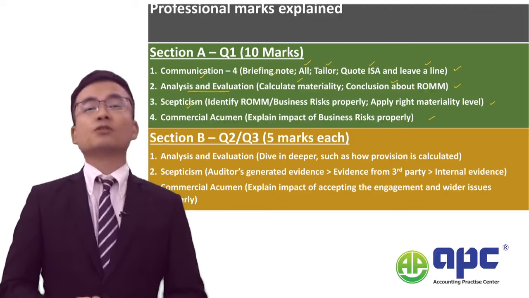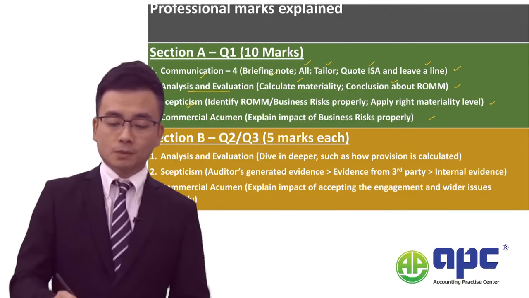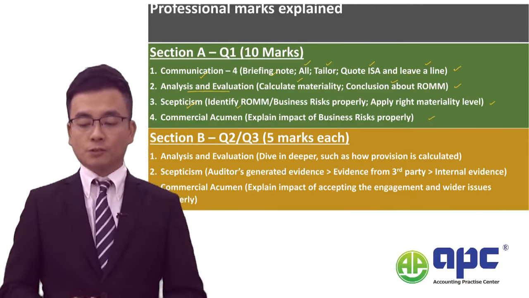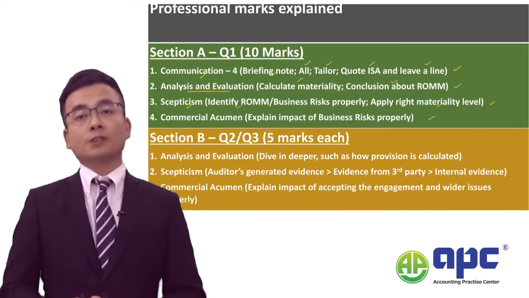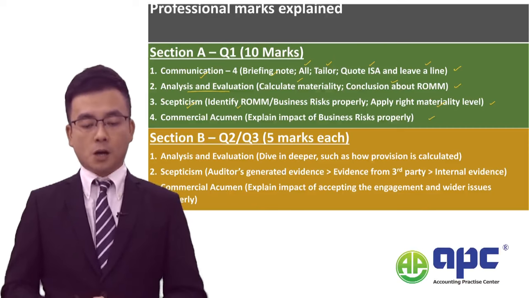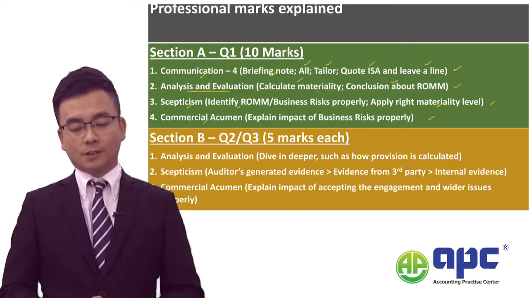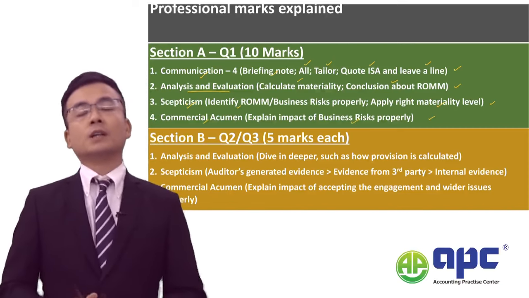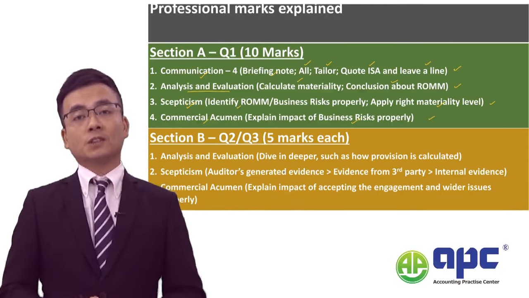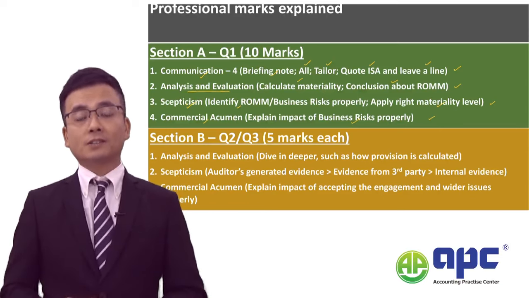You'll also need to demonstrate your skepticism skill, right? So for example, if you properly identify all those risks and apply the right materiality level, yes, you will get another professional mark. Finally, you will need to get the commercial acumen skill right. So for example, especially when talking about the business risks, what would be the implications? You will need to explain that in the context of the case information.